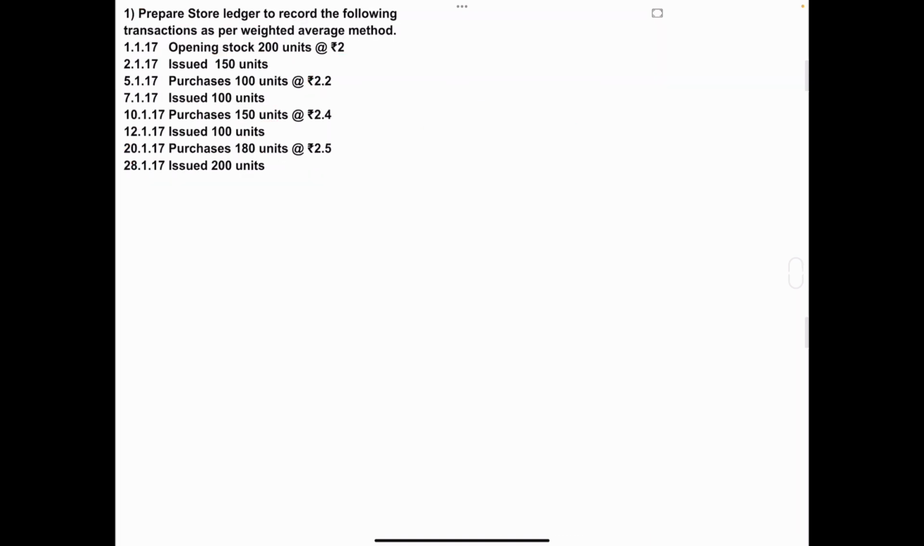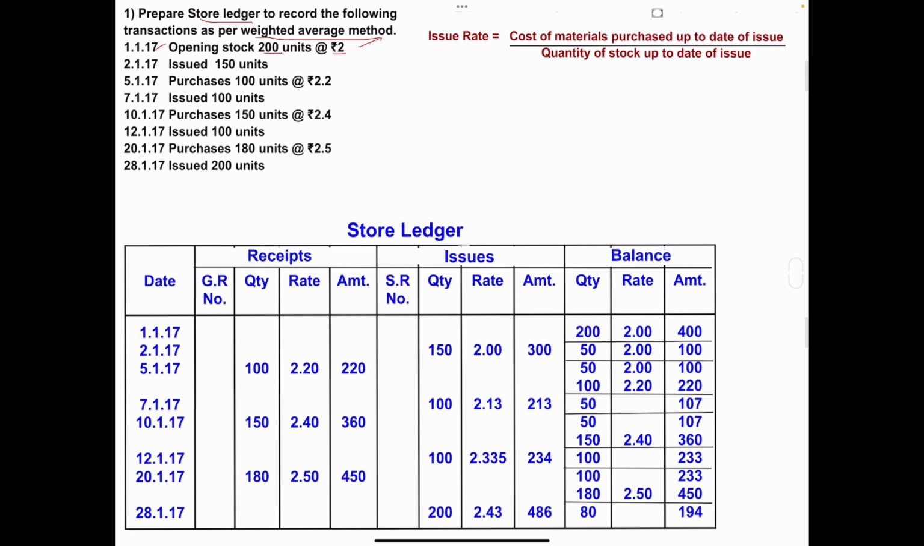Store ledger account as per weighted average method. Let's start. Prepare store ledger to record the following transactions as per weighted average method. 1st January 2017, opening stock 200 units at rupees 2. This entry we have to record in balance column. Here is the solution. Store ledger columns are date, receipts, GR number, quantity, rate, amount, issues, SR number, quantity, rate, amount. The last one is balance, quantity, rate, amount.